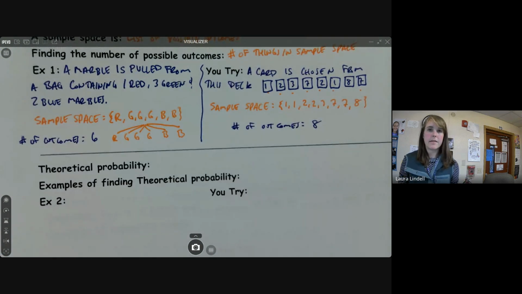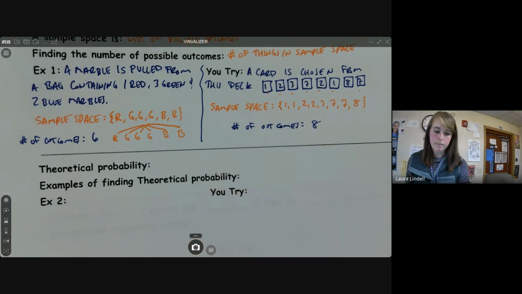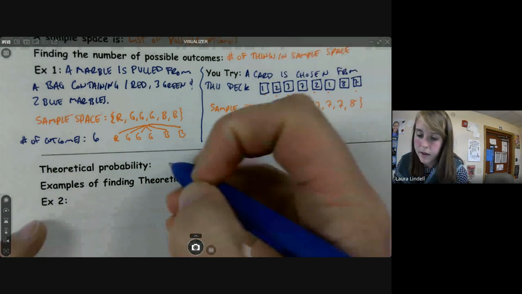The first kind is theoretical probability. Now, theoretical probability is the probability that's calculated based on a theory. It's usually the number of favorable outcomes, or the outcomes you're looking for, divided by the number of possible outcomes, which is what we were just finding. So let's write that down.